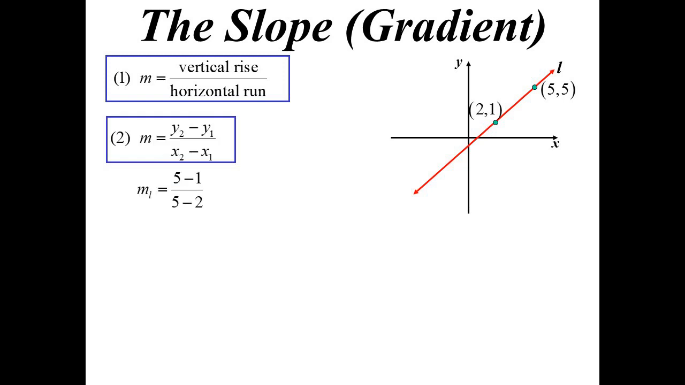We'd probably end up using our formula rather than vertical rise on horizontal run. So that was the next way we saw of finding the slope: y2 minus y1 over x2 minus x1. So our line L there has a slope of 4/3.